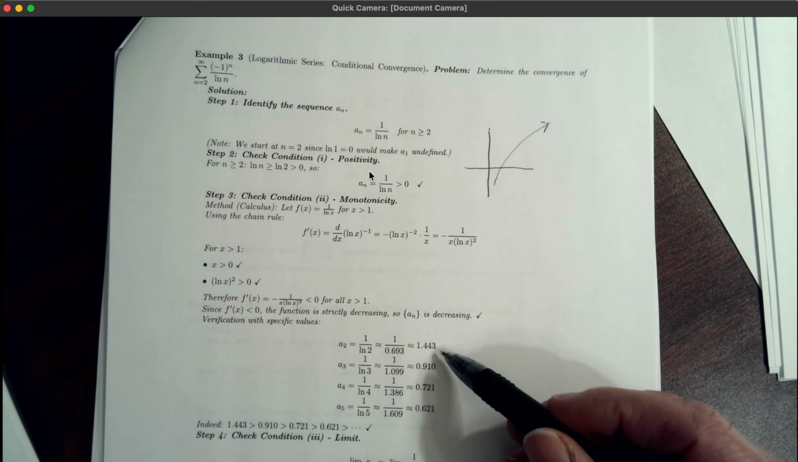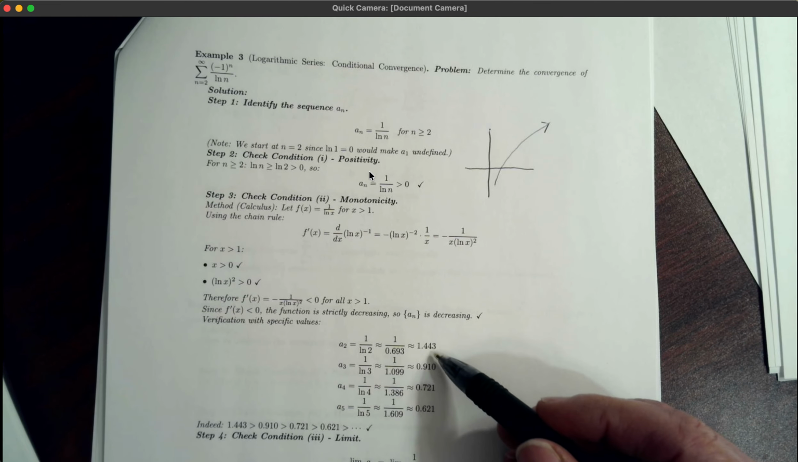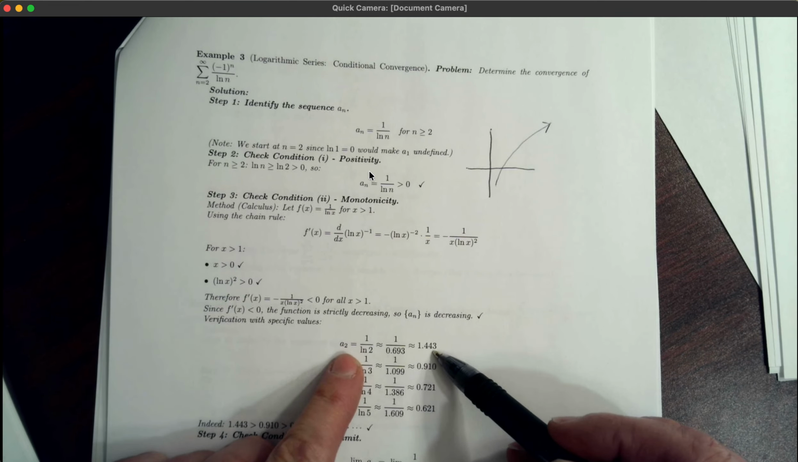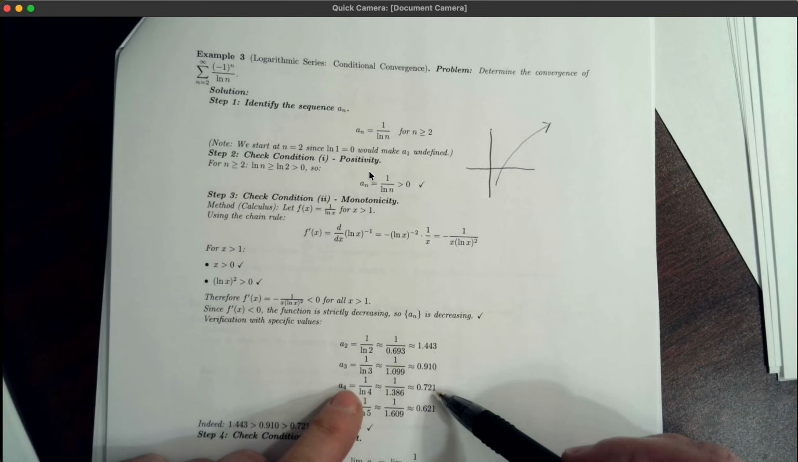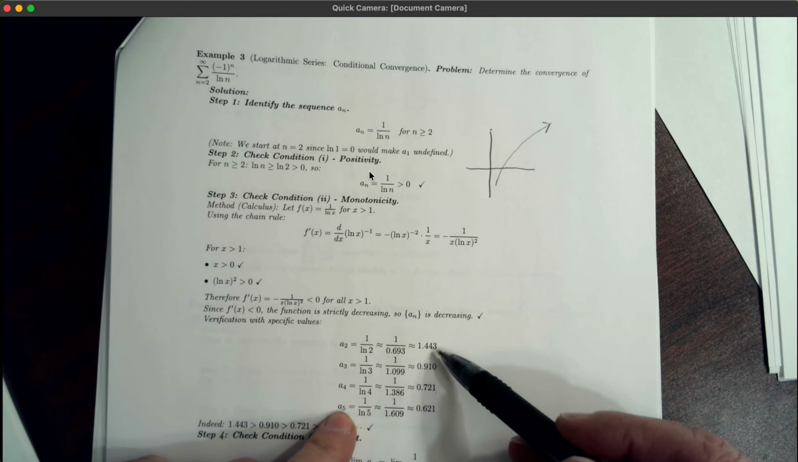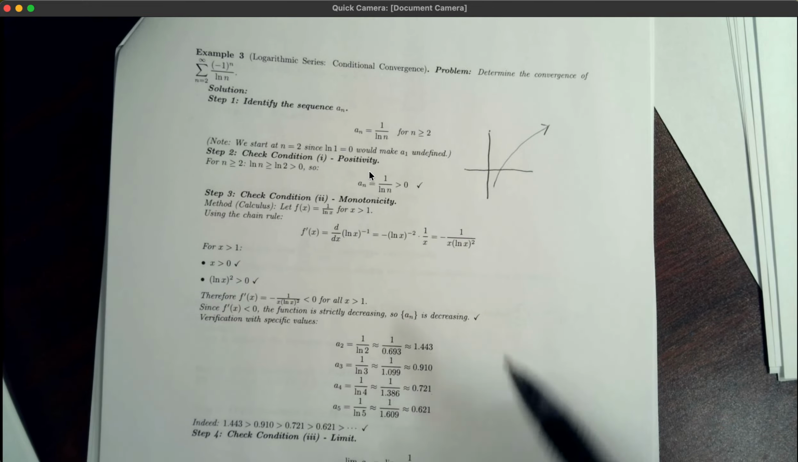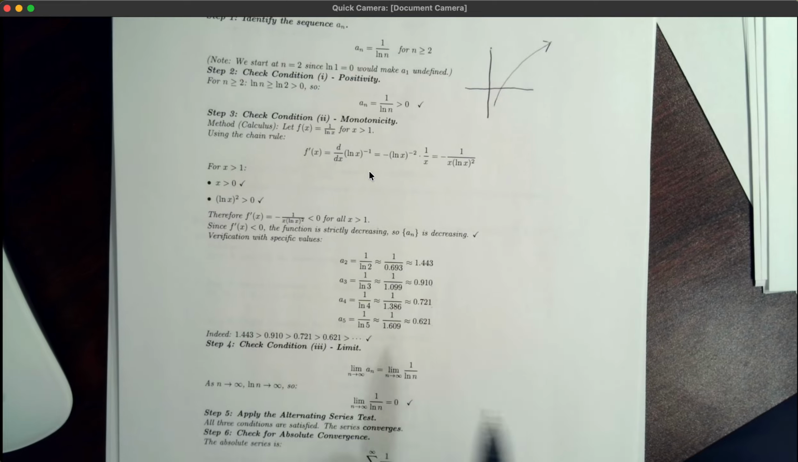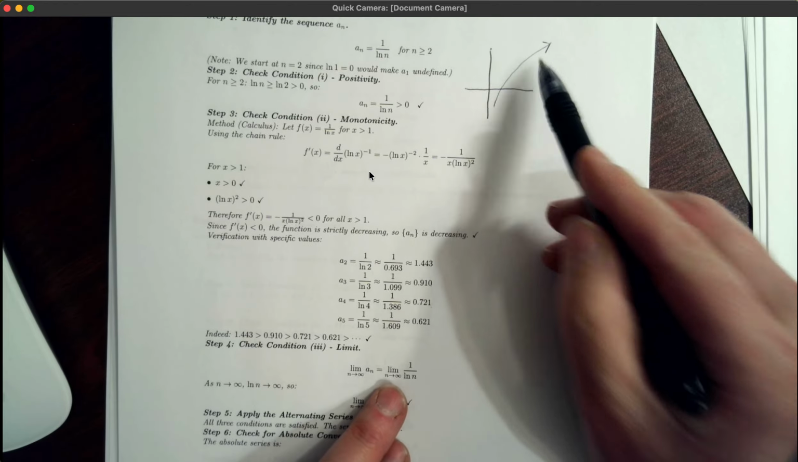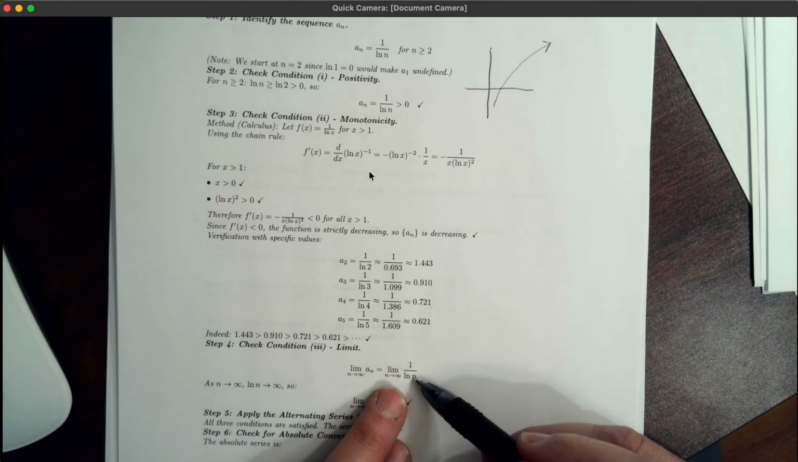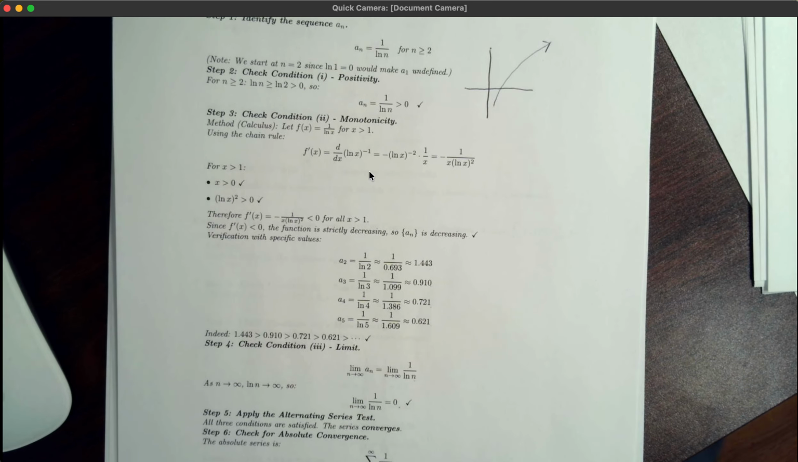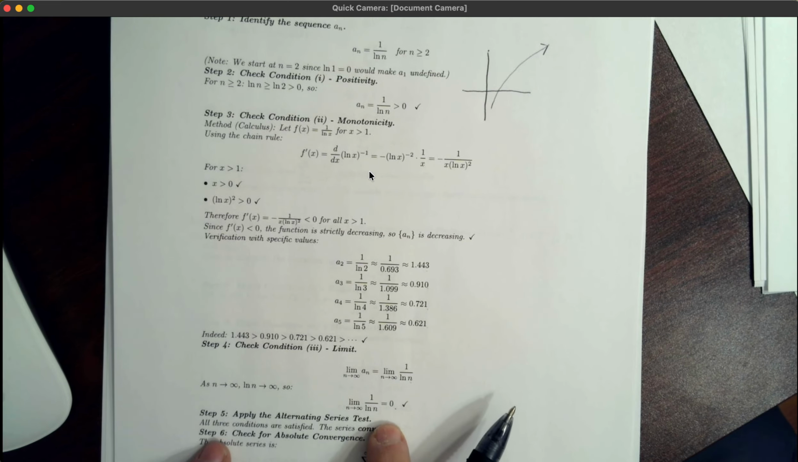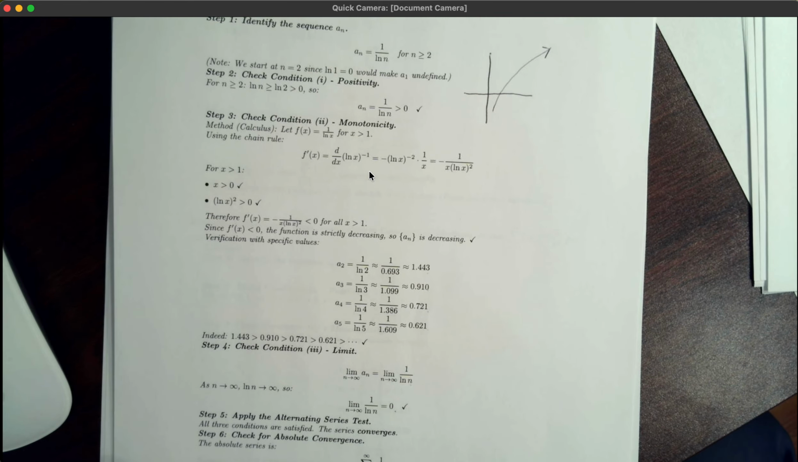In fact, if you really have trouble seeing it, you could use your calculator: 1 over natural log of 2, 1 over natural log of 3, 1 over natural log of 4. You can see it's decreasing. The limit, once again, you need to know that the limit of the natural log is infinity, and then you could easily see that 1 over the natural log goes to 0. Once we have that, the alternating series test will work, and we know that the series converges.